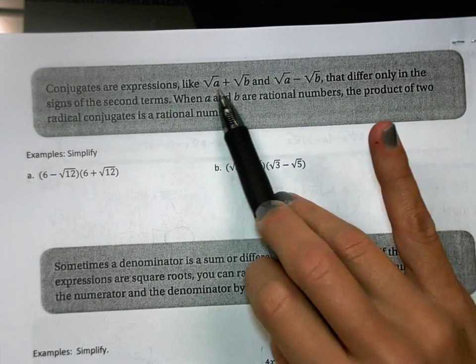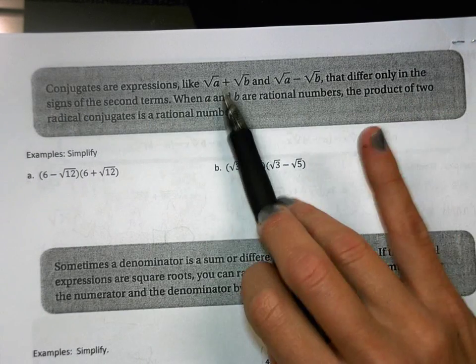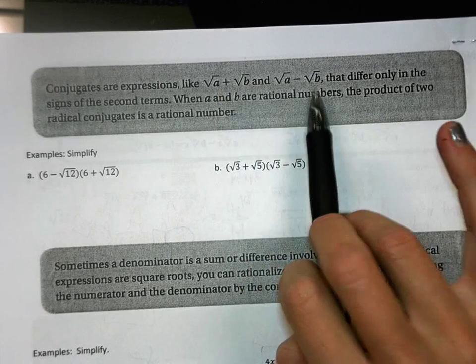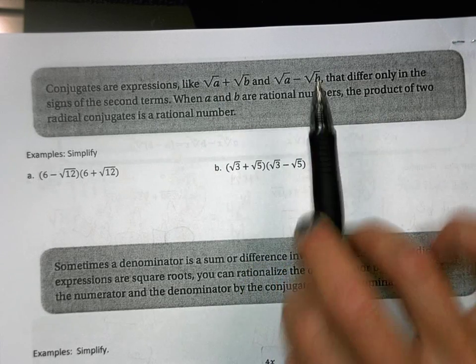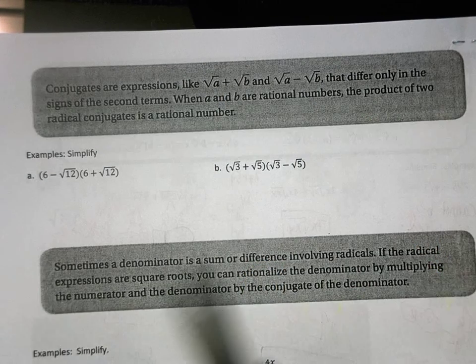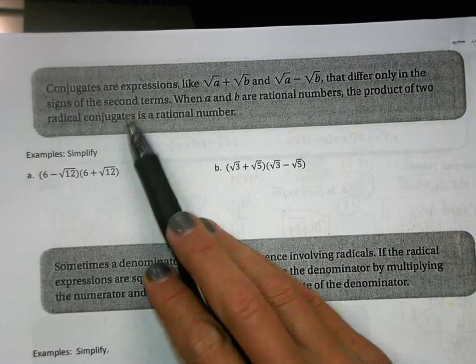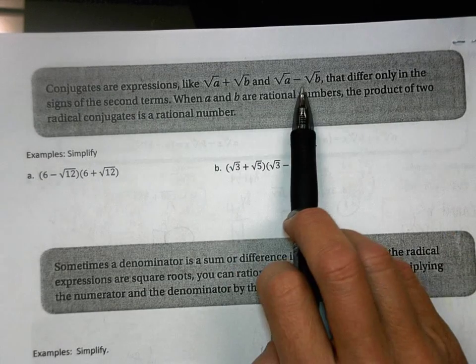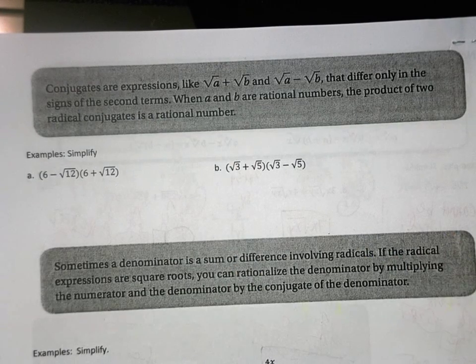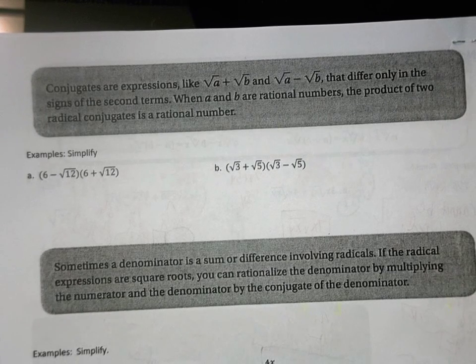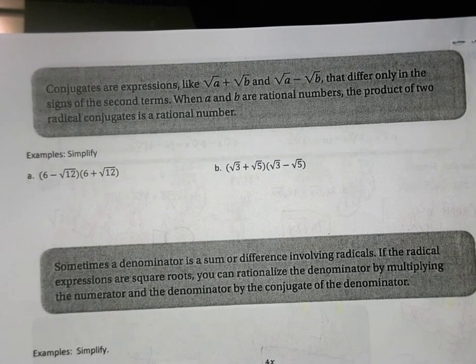Basically, these are differences of squares. See how they're the same thing, but one has a plus and one has a minus? If you were to factor them, they're similar to differences of squares. The only thing that differs is that one of the terms has a minus and the other one has a plus. When you multiply those together, you end up getting a rational number. Meaning no root.